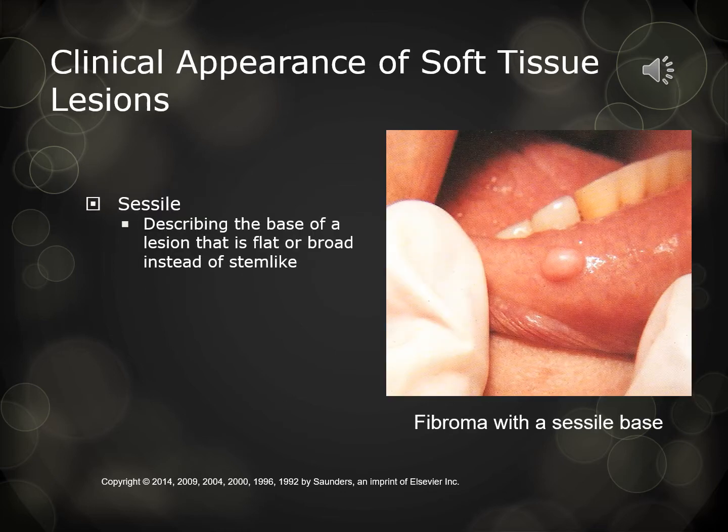Let's look at this fibroma that has a broad base, and we call that broad base with the fibroma a sessile. It's describing the base of the lesion that is flat or broad instead of stem-like, which was the previous pedunculated fibroma that looked like a mushroom.